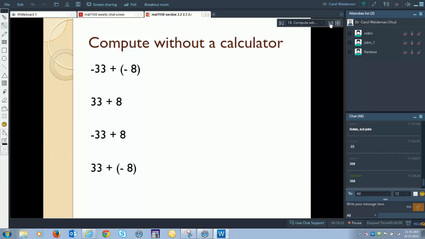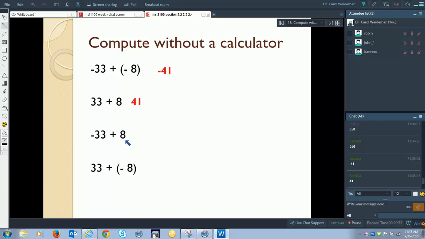And your book suggests no calculator on these, but can anybody do these for me? How about the first one? Negative 33 plus negative 8. Negative 41. Good, Caressa. And then how about 33 plus 8? What's that going to be? How about that second one? That one's 41.